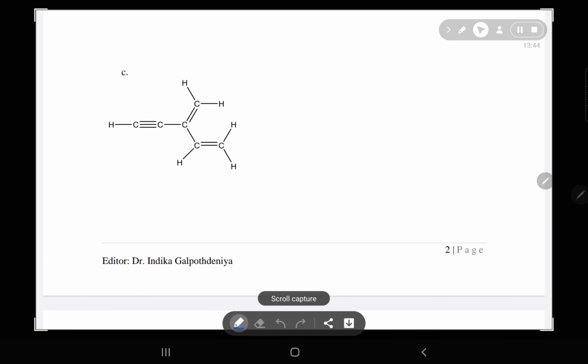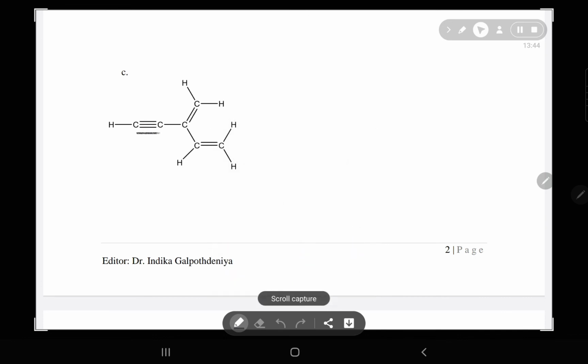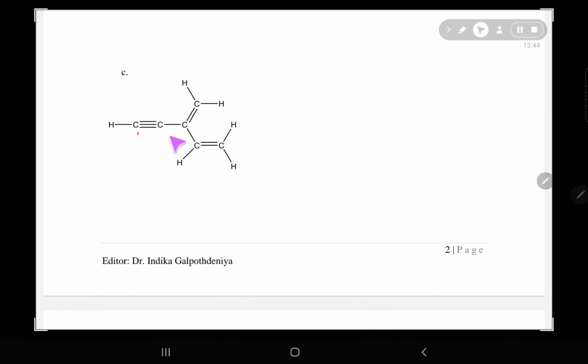In the condensed structure, we don't write the carbon-hydrogen bonds. Instead we bring the hydrogen to the carbon. Let me label the carbons so that it will be clear. This is carbon number 1, carbon number 2, carbon number 3, 4, 5, and 6. So let's start with carbon number 1.